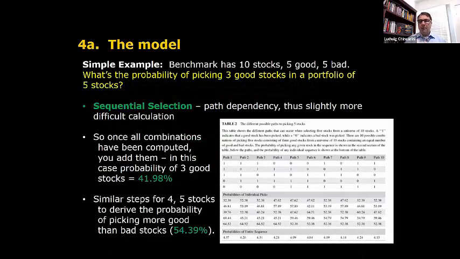We just did an example of bulk selection. Sequential selection is a little more complicated because there's path dependency, meaning you pick a stock, you've removed it from the universe, and now the distribution inside has changed. So you need to look at all the different paths. And again, I don't want to spend too much time on this because we will just get lost in the details. So let's just look at it briefly.